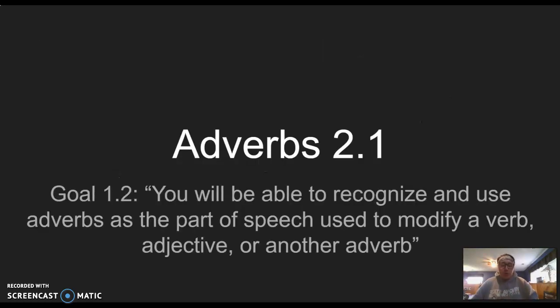So adverbs 2.1, the goal that we are focusing on today is being able to recognize and use adverbs as a part of speech used to modify a verb, adjective, or another adverb. So today is just going to be a nice little introduction to the unit as a whole. I'm showing you what an adverb is and kind of what that does in a sentence.